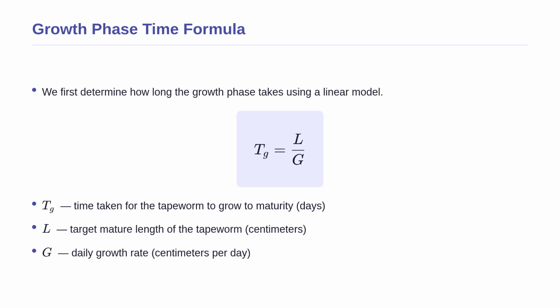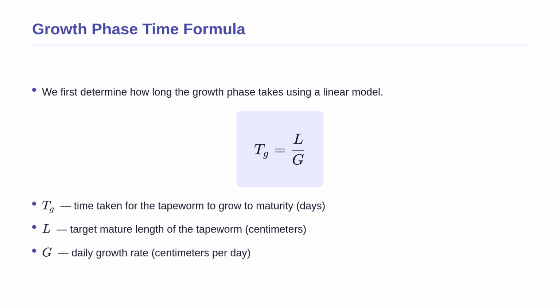To find the total pre-patent period, we first need to model the growth phase mathematically. We use a standard linear growth model applied to biology, which assumes the tapeworm grows at a constant rate once attached. The formula is T sub g equals L divided by g. Here, T sub g is the time taken for the tapeworm to grow to maturity, measured in days.